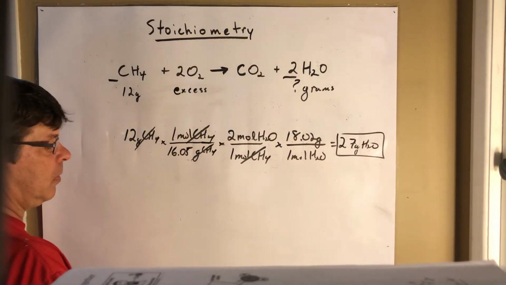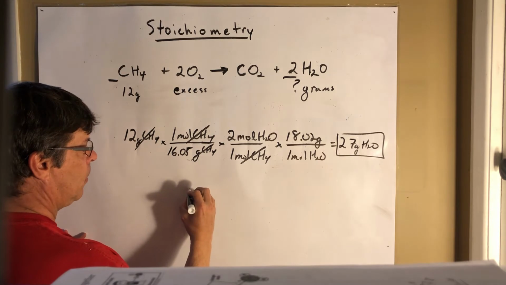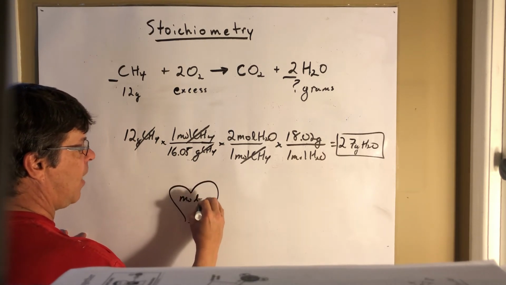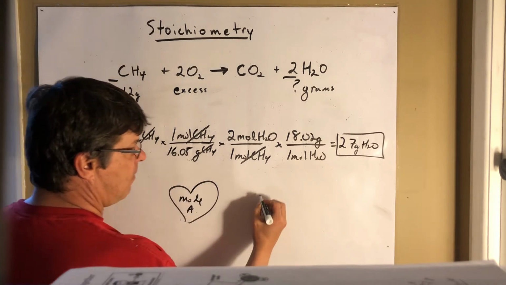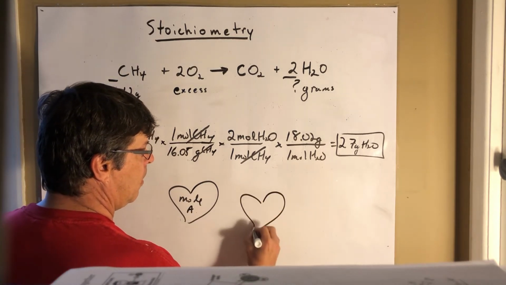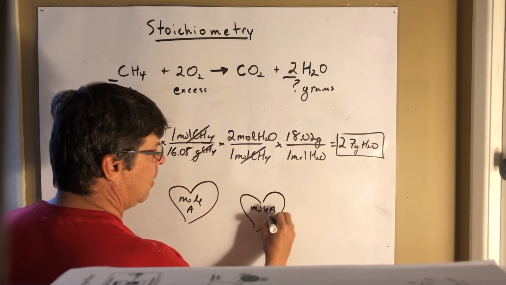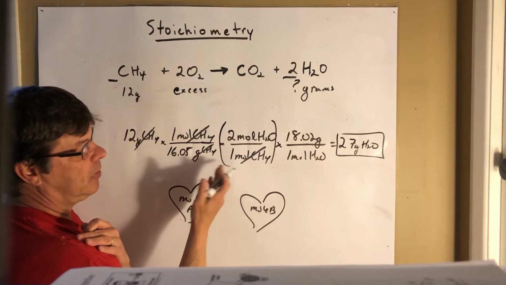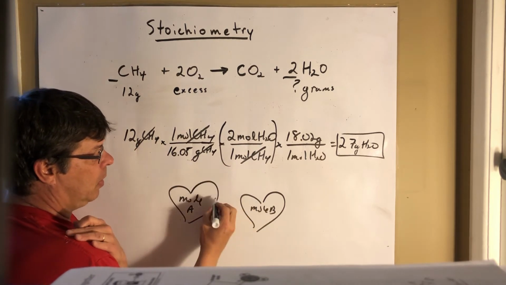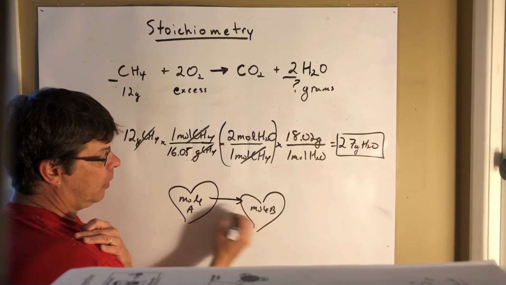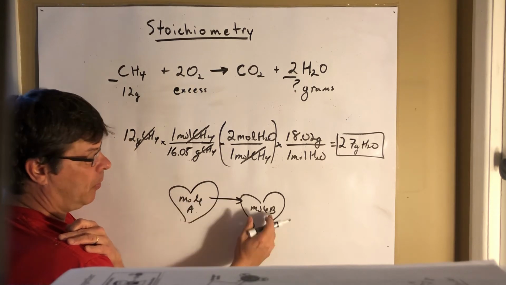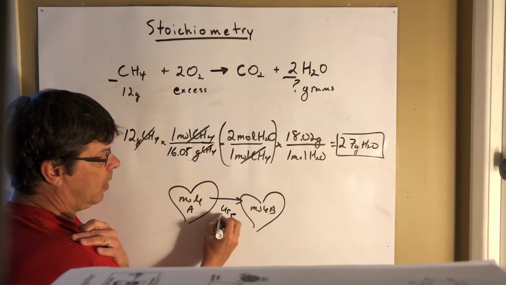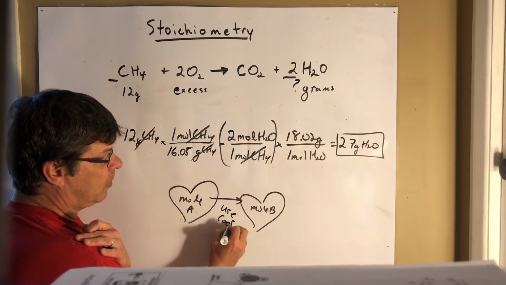a little flow chart you could use, might help you. Let's say this is moles of A, and now what we have is another heart. We have moles of B. So what we're doing right here is going from moles, in this case from moles of methane to moles of water. So to go from moles of something to moles of something else, what you want to do is use the coefficients. Use the coefficients.